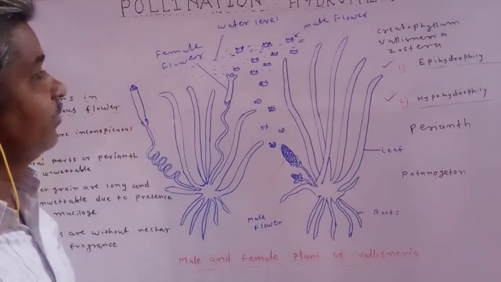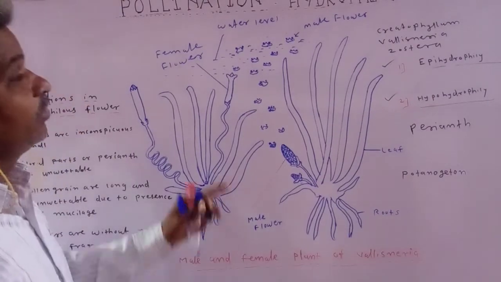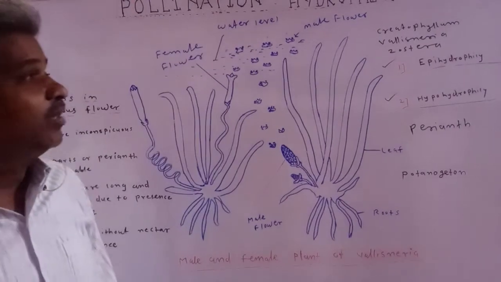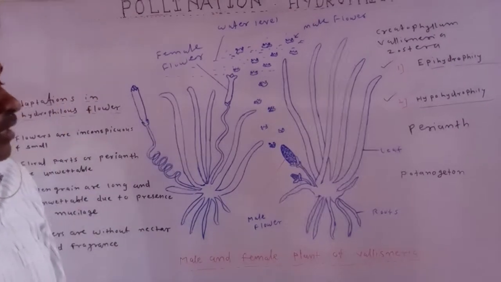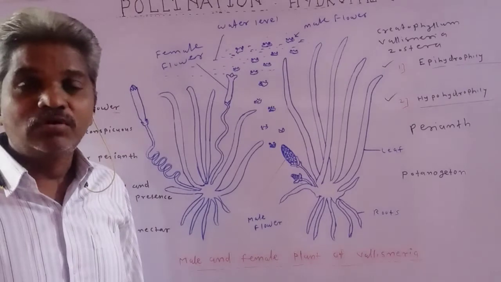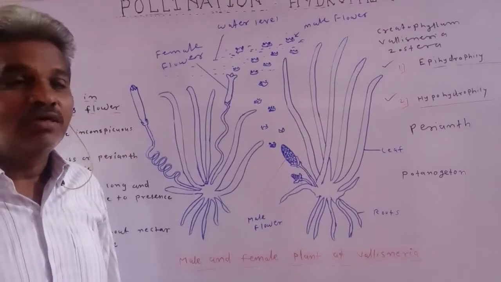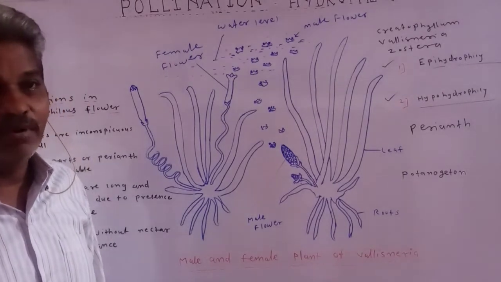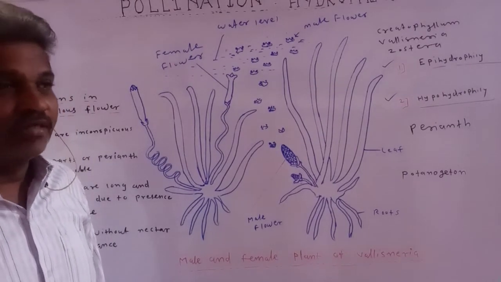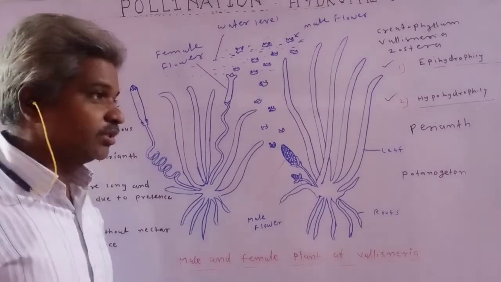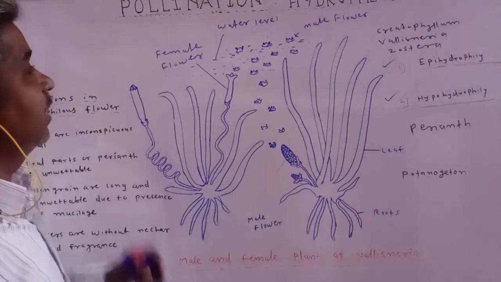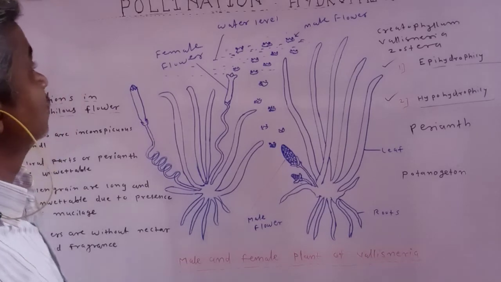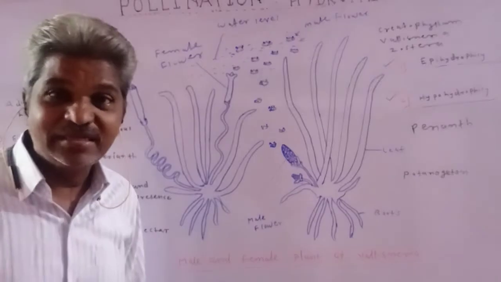These are the various types of pollination observed in aquatic plants like Ceratophyllum, Vallisneria, Zostera, and Potamogeton. Similarly, lotus, water hyacinth, and water lily show the entomophilous type of pollination. So these are the various types of pollination that occur in aquatic plants. This is about the hydrophilous type of pollination.